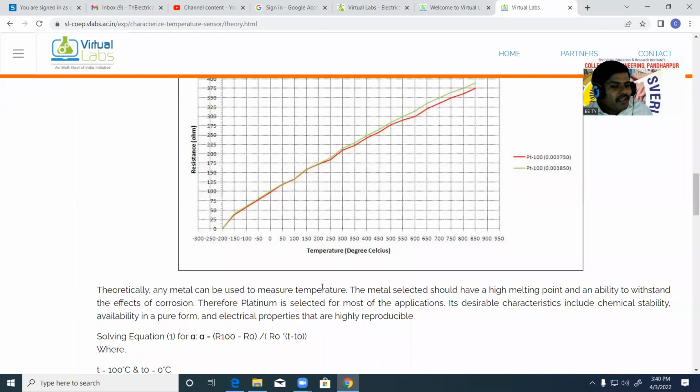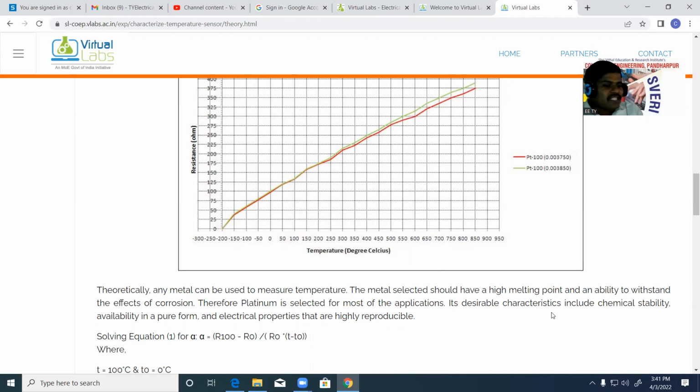Theoretically, any metal can be used to measure temperature. The metal selected should have a high melting point. What is meant by melting point? It is when the material changes state from solid. So the material should have a high melting point.